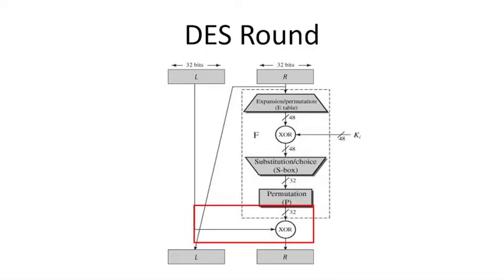Next, we take the output of the 32-bit permutation step, and then we XOR that with the 32-bit left half. And after that, we do the swapping, right? So the output of this XOR is going to become the right half for the next round, and the right half of the current round becomes the left half for the next round.